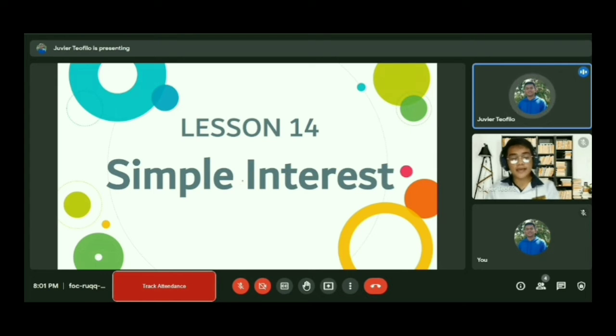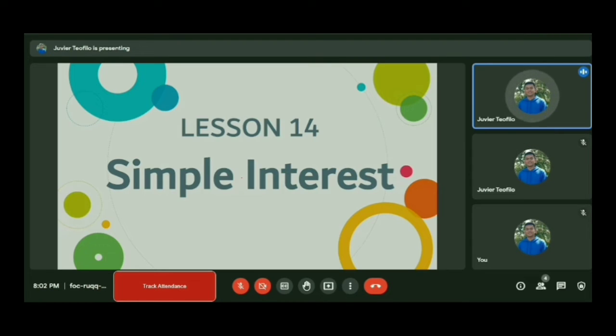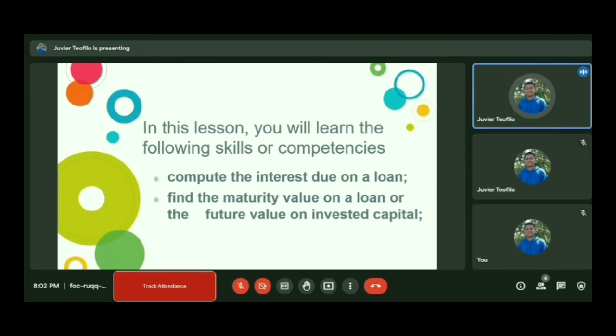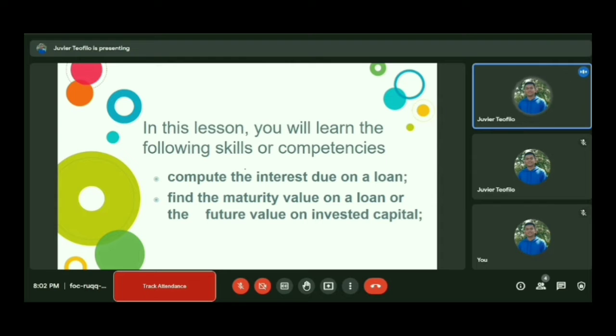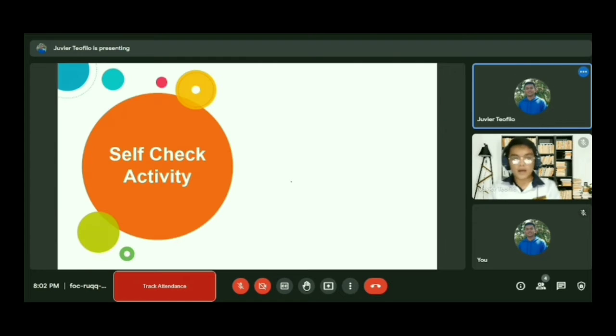Our topic for today is consumer mathematics, lesson 14, specifically simple interest. Our objectives in this lesson: you will learn the following skills. First, compute the interest due on a loan. Second, find the maturity value on a loan or the future value on invested capital. Okay, so let's proceed.